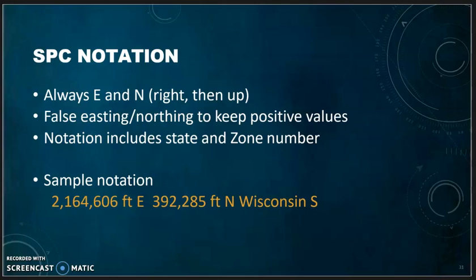Okay, so when we see a state plane coordinate system notation, again, always east and north, right, and then up. We have those false easting and northings to keep positive values, just like in UTM. And the notation needs to include the state and zone number. So in this sample notation, we have 2,164,606 feet east of that false easting, and 392,285 feet north of the northing, and we are in Wisconsin. And for Wisconsin, we just have 2, so we have Wisconsin South.